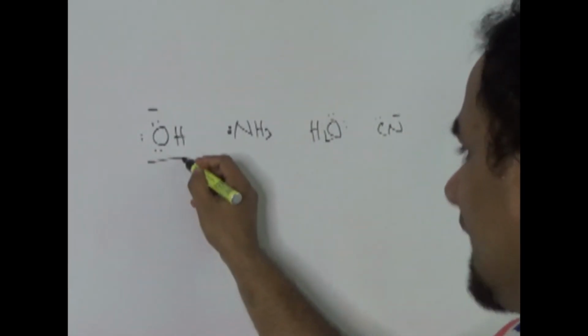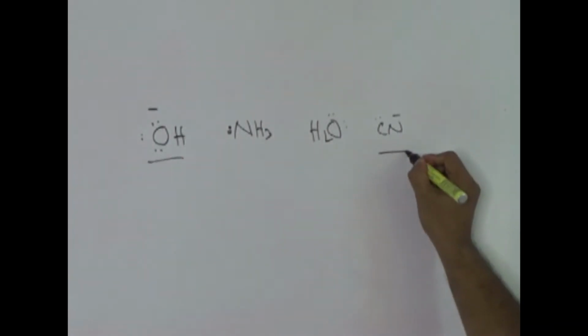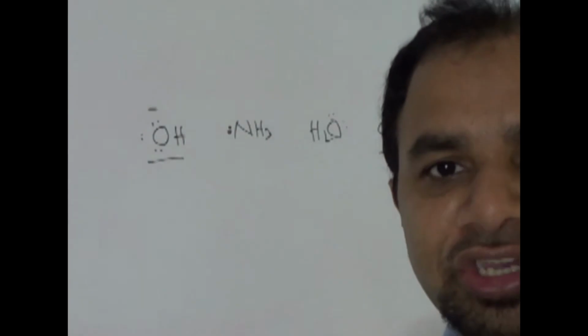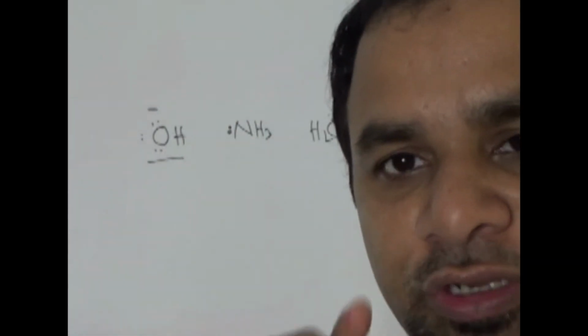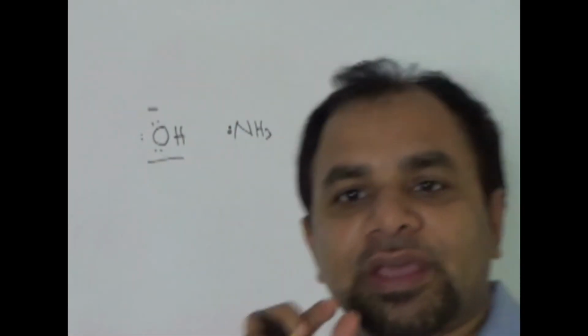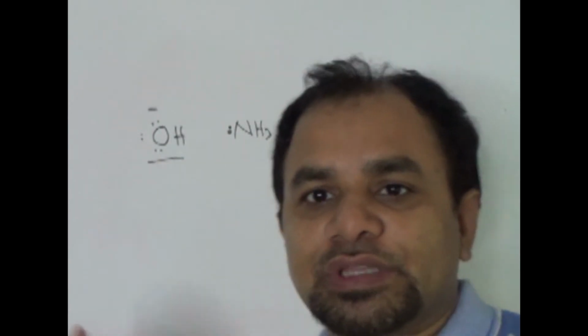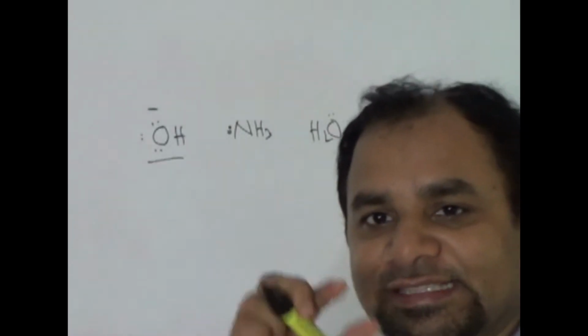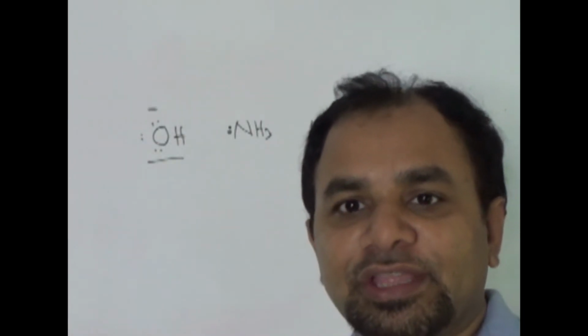This is negative, absolutely negative. This is also absolutely negative. But ammonia and water are partially negative because they have the lone pair. They don't have the negative charge, but they have the lone pair of electrons. So these are nucleophiles. We need this basic knowledge in this chapter. This nucleophile can replace the halogen in the halogenoalkane.